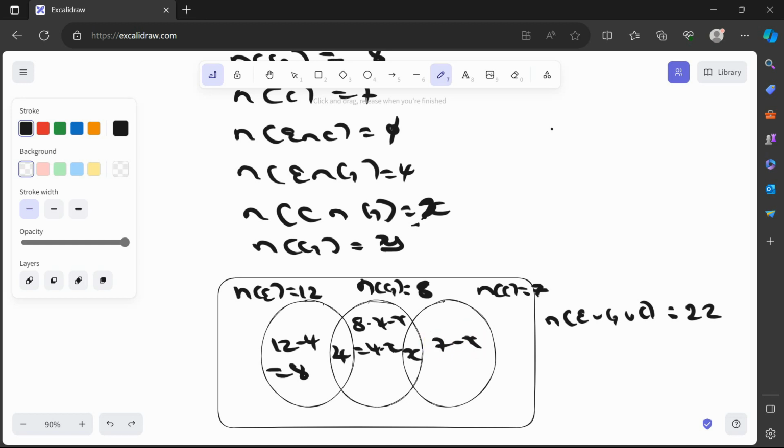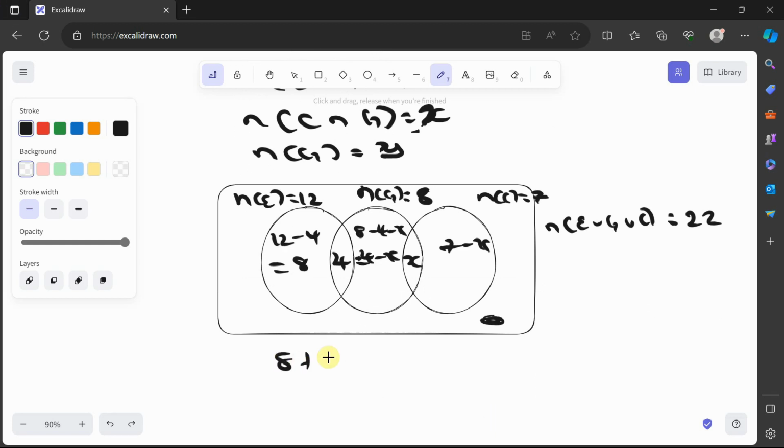So by the time I had all of this only, remember they said nobody studies none of them. If there was someone that studied none of them, which would have been somewhere, we'll have to say 8 plus 4 minus X plus 7 minus X plus that number will give us 22. But then there is nobody, so we can ignore that. 8 plus 4 minus X plus 7 minus X should give us what? 22. So 8 plus 4 is 12. 12 plus 4 is 16. 16 plus 7, that should give me 23.